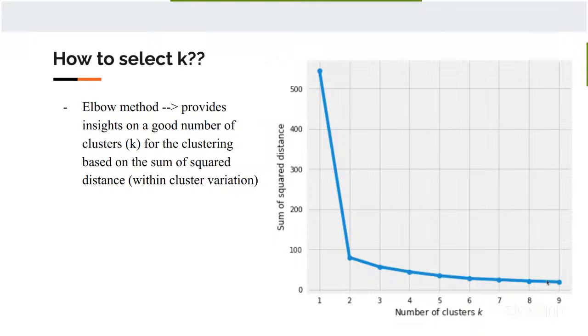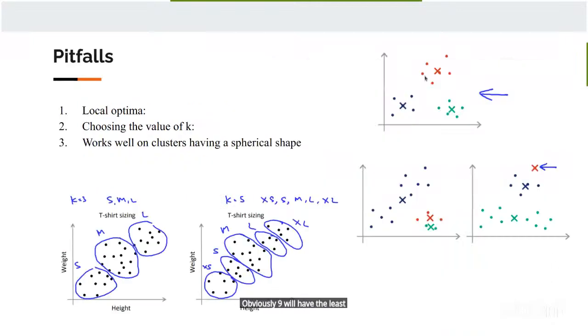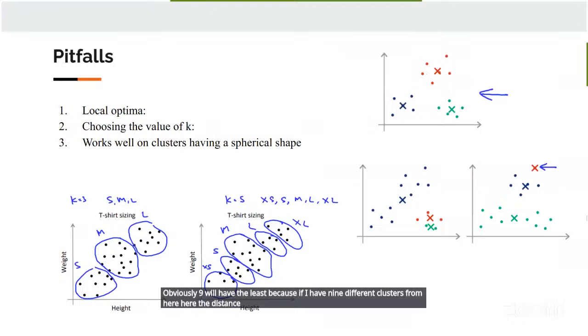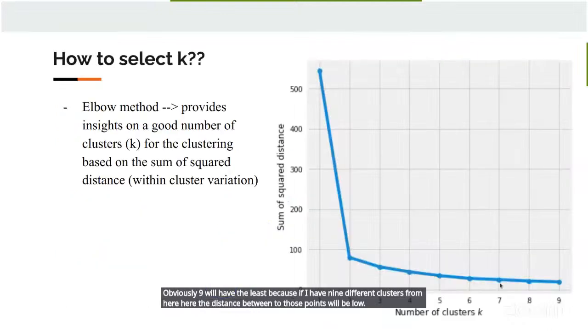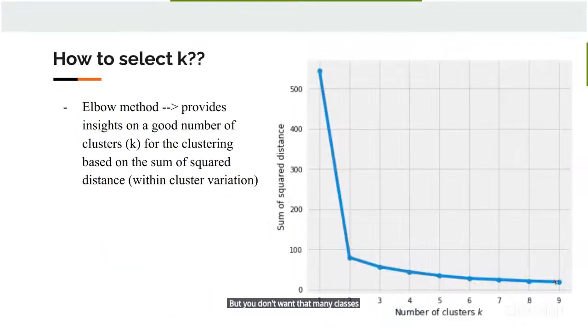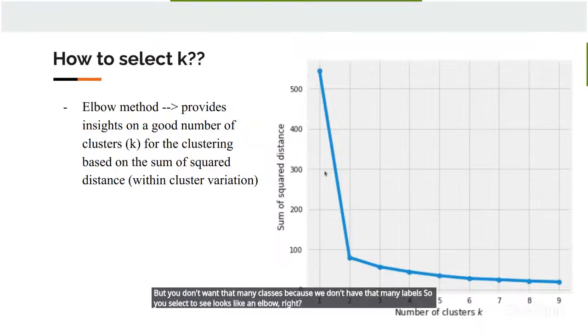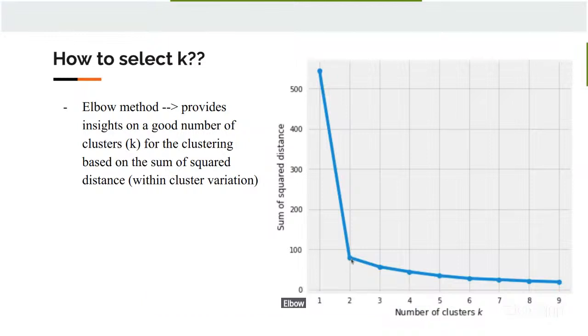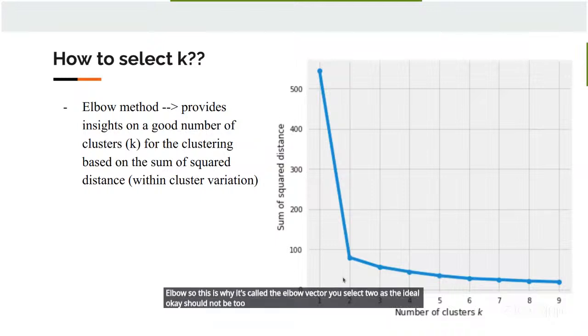Obviously 9 will have the least, because if I have 9 different clusters from here, here, here, the distance to those points will be low. But you don't want that many clusters because we don't have that many labels. So you select two. See, it looks like an elbow, right? So this is why it's called the elbow method. You select two as the ideal. It should not be too high, it should not be too low, it should be somewhere in between. So two or three seems to work best.